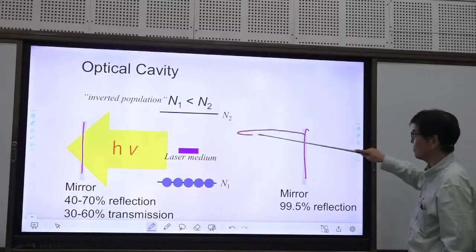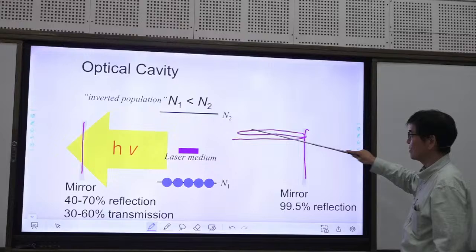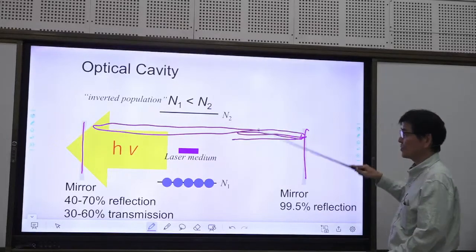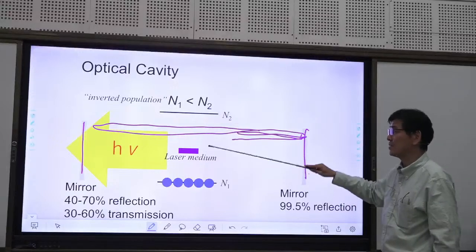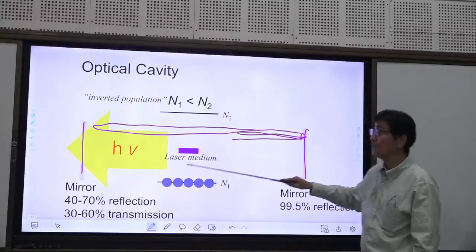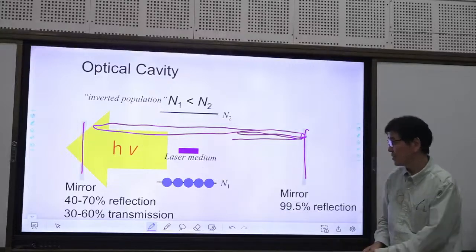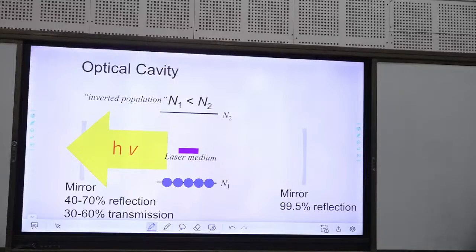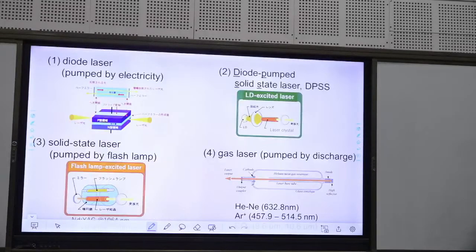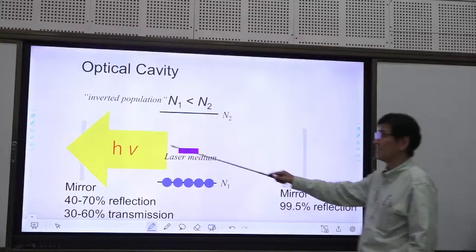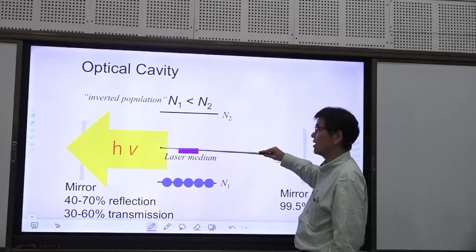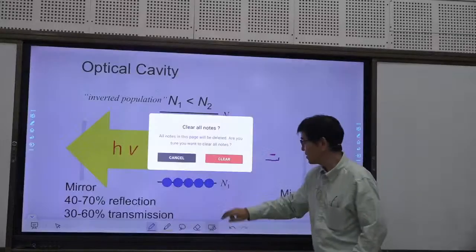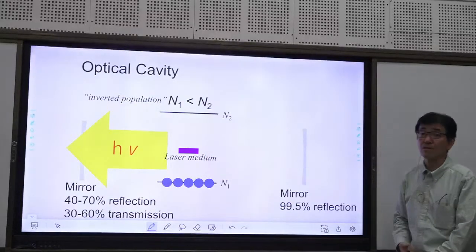So go and back, go and back. During this process, the light passes through the laser medium repeatedly, and the intensity of light becomes larger and larger. So it's possible to get a high energy light that directs one direction. Okay, this is the principle of laser emission.